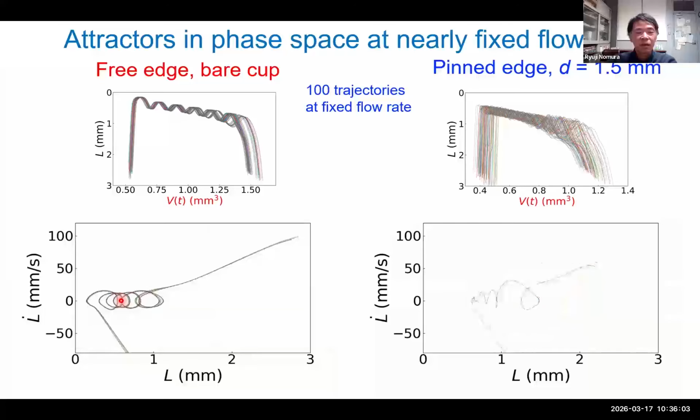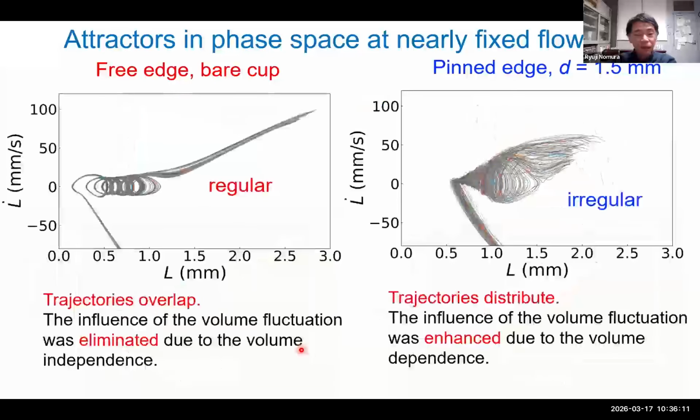So this again somehow shows that the influence of the fluctuation in the volume was erased after the pinch off. So for the free edge case, we have regular trajectory overlaps, and the influence of the volume fluctuation was eliminated due to the volume independence of the anomalous oscillation. But for the pinned case, its attractors are quite irregular. The trajectory distributes a lot. And the influence of the volume fluctuation seems to be enhanced due to the volume dependence. So again, these two behaved quite differently.